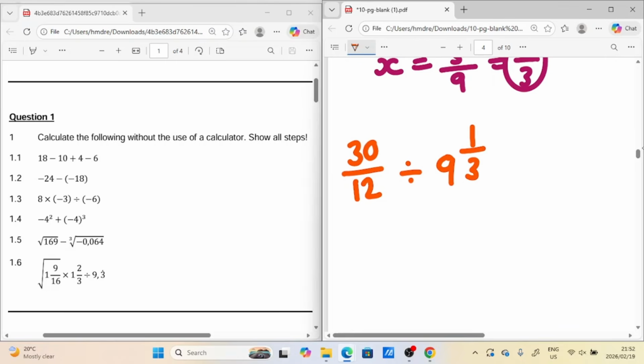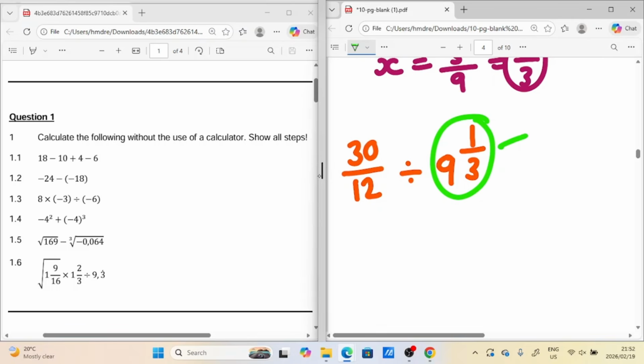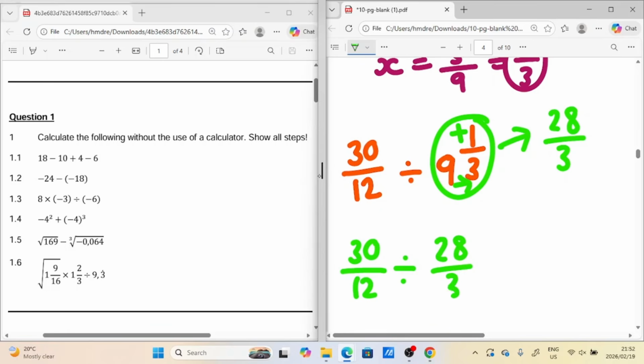Again, it's not great working with an improper fraction here and a whole number here, so I would convert this one into an improper fraction. Okay, so again, we go 9, the big number, times the bottom number. 9 times 3 is 27. Add the top number is 28. 28 over 3. So then we can say 30 over 12 divided by 28 over 3.